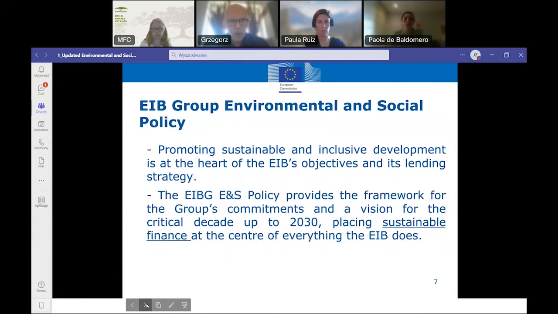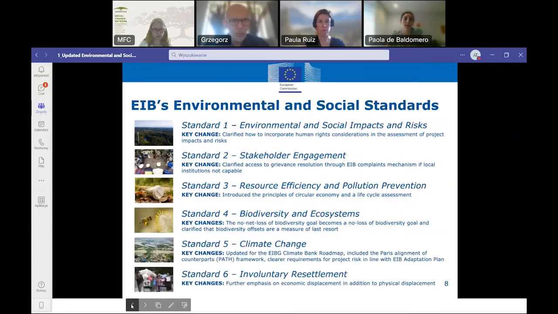So the policy is more of a policy document that explains what the objectives are, what our strategy is, and how these are driven by the idea of promoting sustainable and inclusive development. Basically, it's more of a vision of how we're going to be doing things in this coming decade until 2030, and how the sustainable finance approach is really at the core of everything. Now we can move to the standards, if you like. The next slide. Perfect.